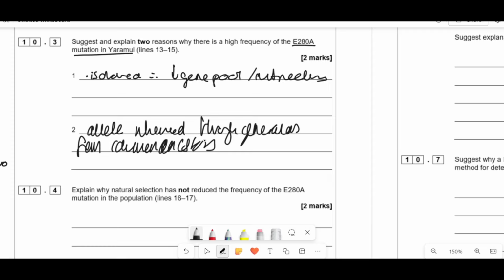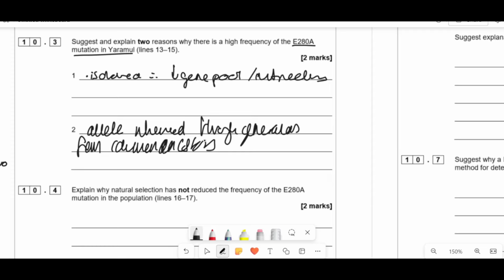A lot of people were talking about genetic bottlenecks, the founder effect, and all of that stuff in isolated areas. That's not correct. And then a lot of people were saying that the late onset of it could allow them to reproduce and pass on the mutation. That would explain why the mutation had not been reduced, rather than why it was high to begin with, if that makes sense.